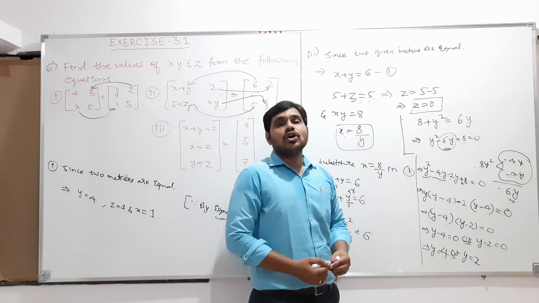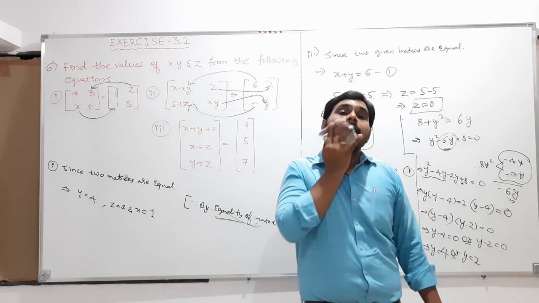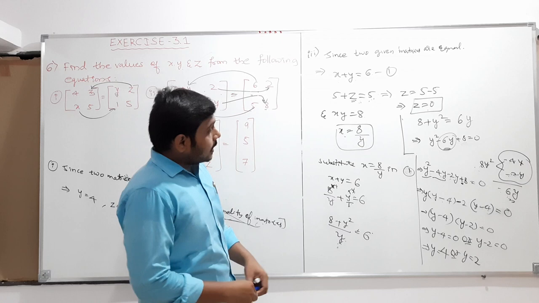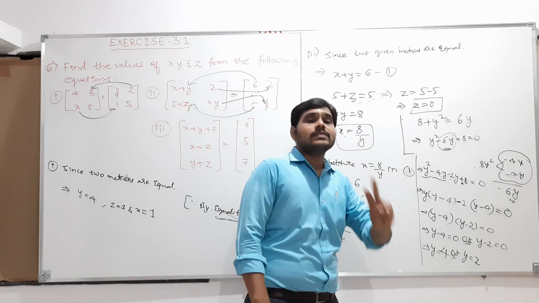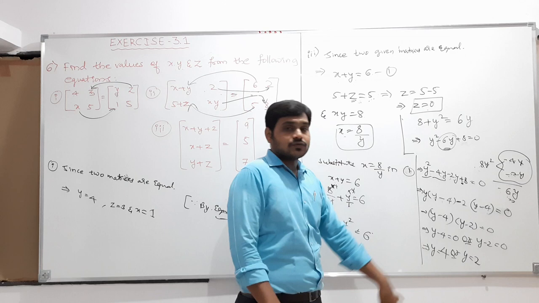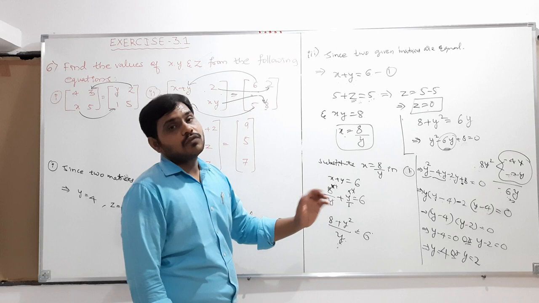This we can call it the factorization method, or in Kannada we can call it the upper vertices. So like this we should find the values. Yes. Here, my dear students, we obtained the values y is equals to 4 and y is equals to 2. Two values I got. So we should use both values. Once we should use the y value as 2 and once we should use the y value as 4.